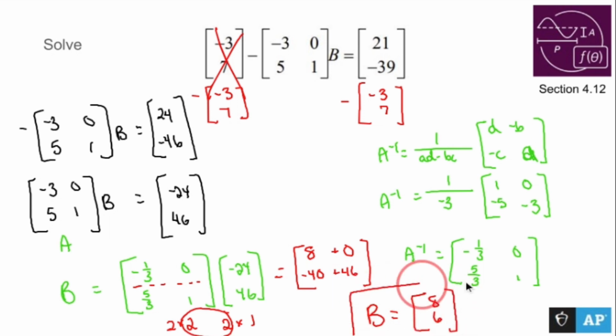And what that means is if I were to multiply that by [8, 6], and then make it negative and then add [-3, 7], I get [21, -39]. Awful, but I did it.